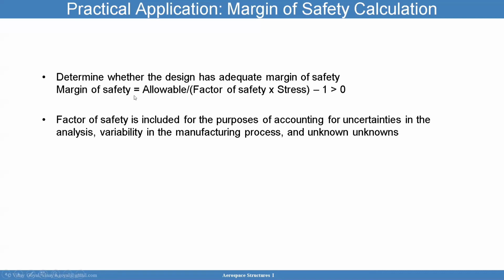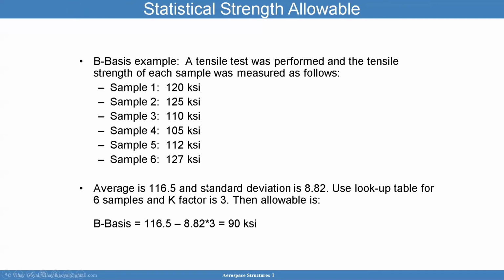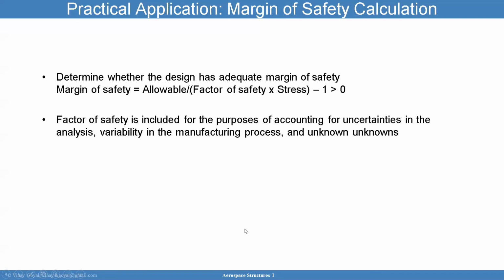The margin of safety is basically the allowable that I calculated here, 90 KSI, divided by the factor of safety, which is specified depending upon whether it's an airplane, an aircraft, a spacecraft, a launch vehicle, and so forth, whether it's manned or unmanned. And then the stress comes from the finite element model, or you do a hand calculation, as you've learned before, minus 1, greater than 0. So this has to be greater than 0 for the structure to be adequate.